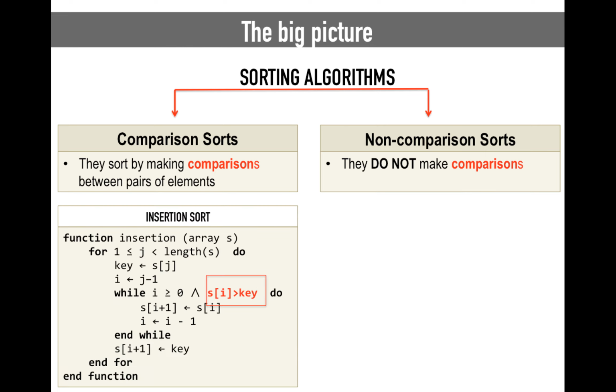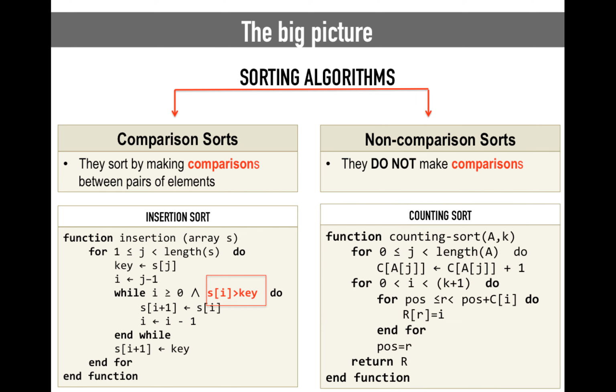So an example of a comparison sort is insertion sort. If you see the pseudocode here, you can see that here is the key comparison. So you are comparing element in position I with element in position J. And depending on what the result of the comparison is what instructions are made to rearrange the content of the array. We only saw one non-comparison sort, which was counting sort, and this is the pseudocode.